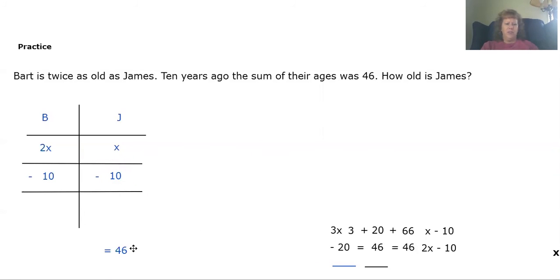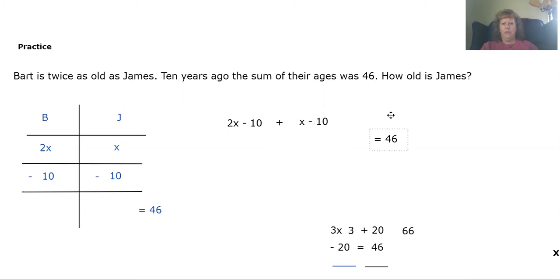The sum of their ages was 46. So now that we have this part worked out, if you want to pause the video and attempt to solve it from here, or even just write out the equation on your own, that would be great. So when you wrote out the equation, you had 2x minus 10 for Bart, and you needed to add that with James, which was x minus 10. And together they equal 46.